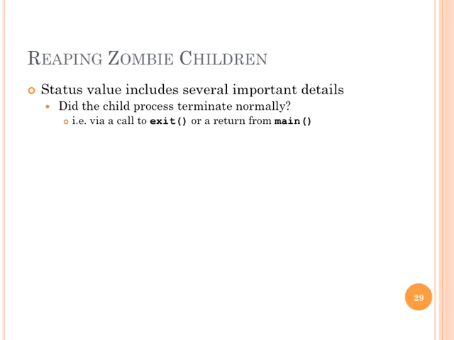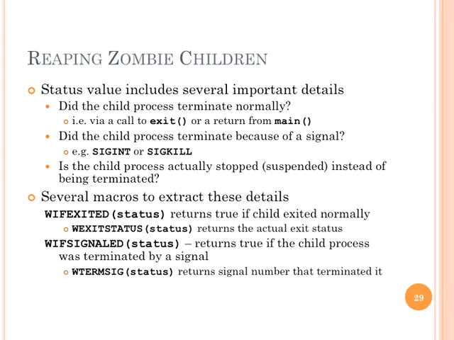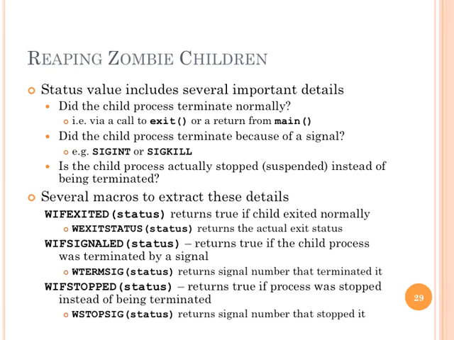So you have these kinds of details. Did the child process terminate normally as opposed to being killed by a signal? Is it actually suspended instead of terminated? You can find out from waitpid that it was suspended as opposed to terminated. There are various macros provided as part of the Unix standard API to take that status value and unpack various things from it. WIFEXITED and WEXITSTATUS give you the actual exit status. WIFSIGNALED will tell you if the process died from a signal, and WTERMSIG will tell you the signal that terminated it and so forth. So there's a lot of details that you can use to find out about the process.